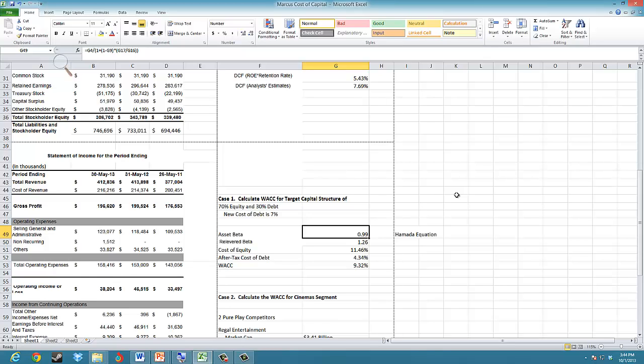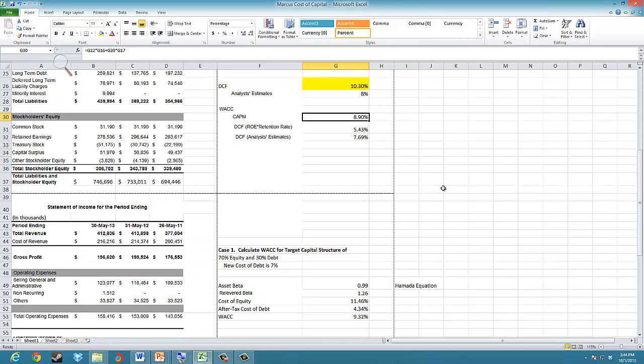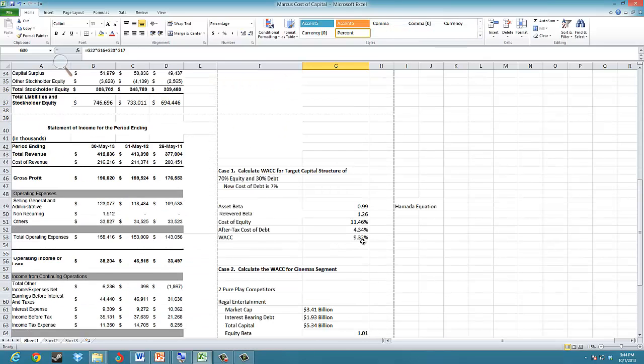Okay. As a result of changing the capital structure, in this case, the weighted average cost of capital as calculated by the capital asset pricing model actually increased to 9.32%, and that's because the cost of debt, even though it went up, especially the after-tax cost of debt, is still lower than the cost of equity. So what that results in many times is, as we reduce the amount of debt and increase the amount of equity, the weighted average cost of capital can actually increase.